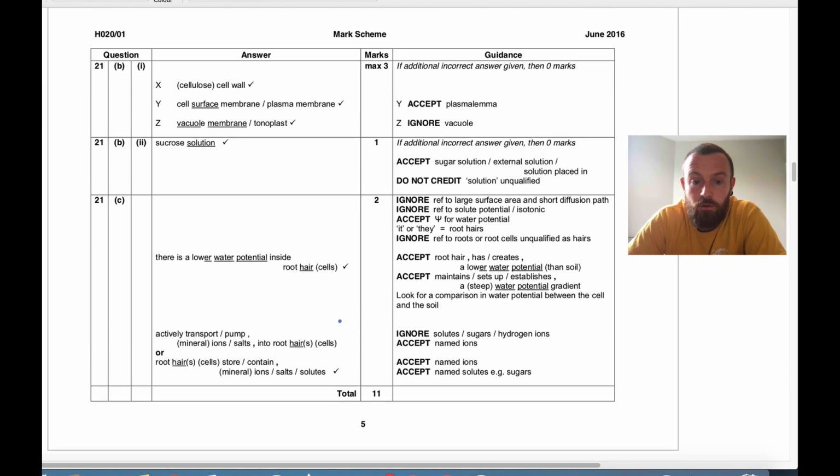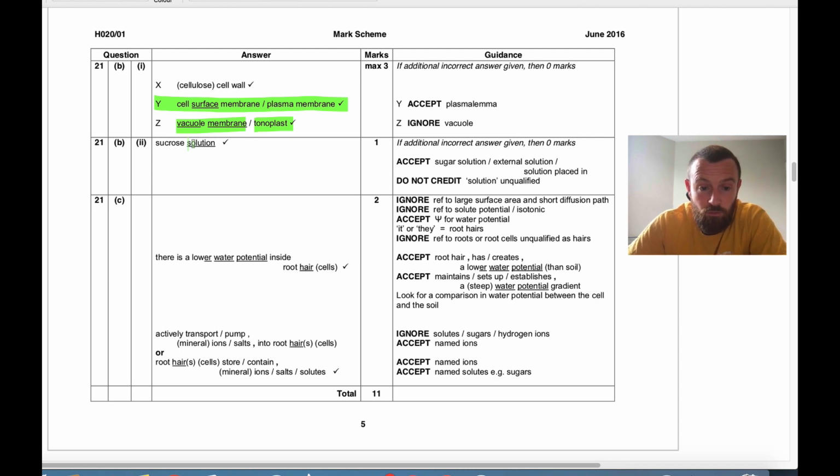There it is. So notice how in the mark scheme we need to have certain things underlined. Look, I messed this up. Bad me. I needed to say cell surface membrane. I think I just said cell membrane because I was going a bit too quick. Tonoplast would have been accepted here, or vacuole membrane. Let's correct that: cell surface membrane.